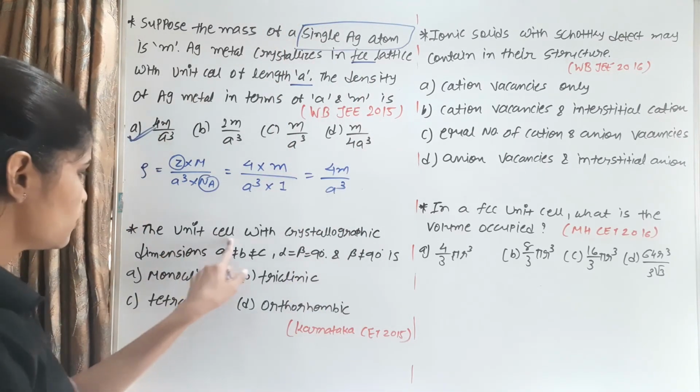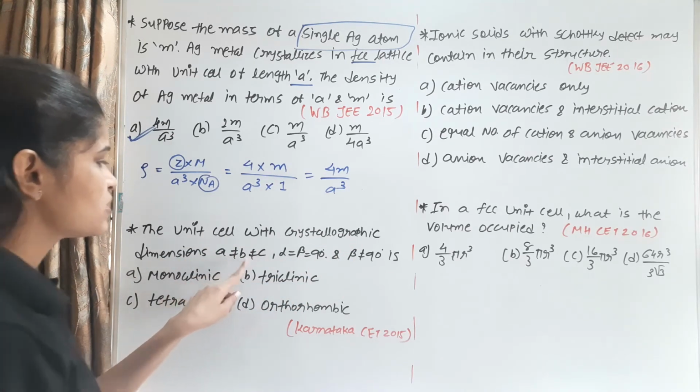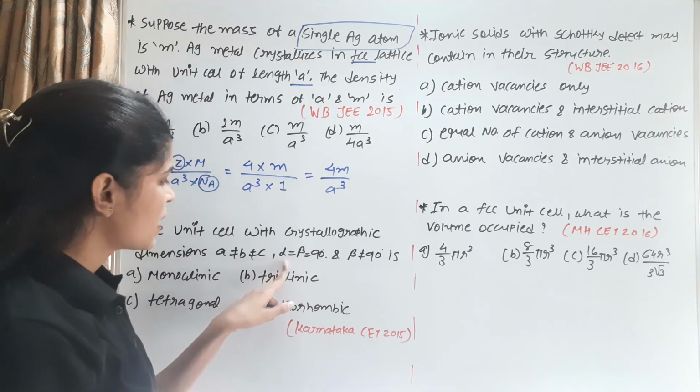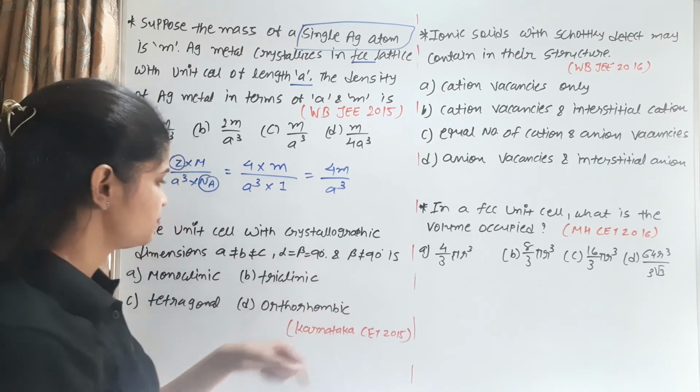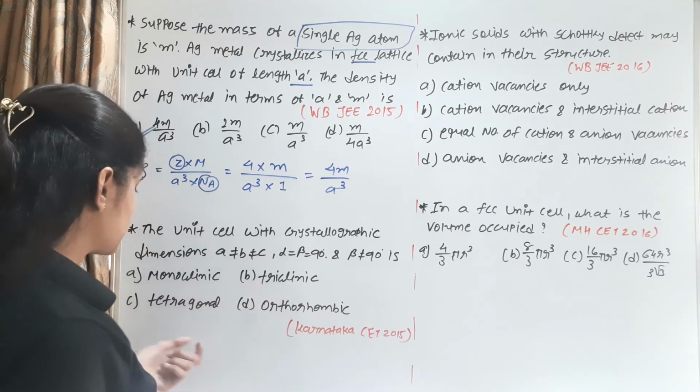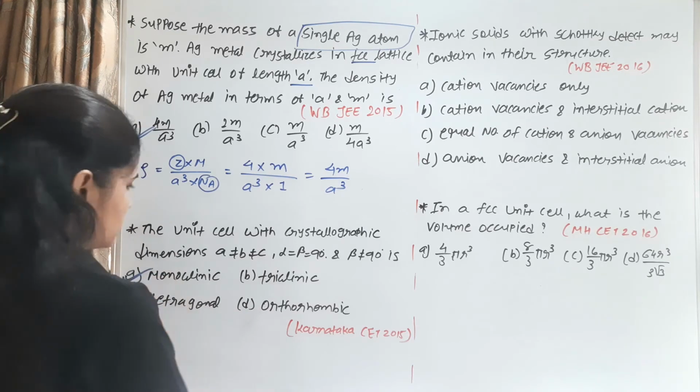Next, the unit cell with crystallographic dimensions a is not equal to b is not equal to c, and alpha is equal to gamma is equal to 90 and beta is not equal to 90. The options are monoclinic, triclinic, tetragonal and orthorhombic. So this is the monoclinic.